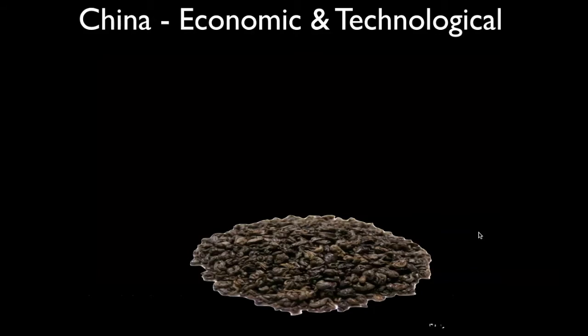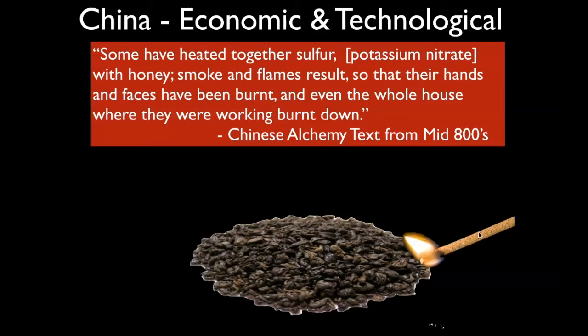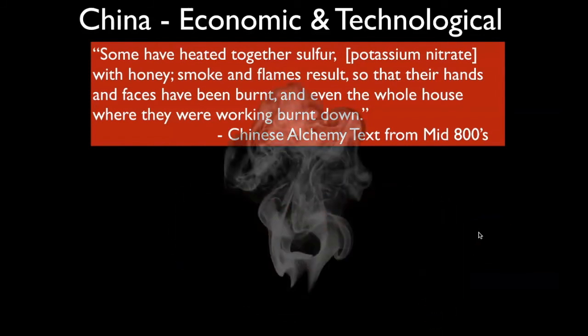Another major innovation, this one developed by the Chinese themselves, is gunpowder. Here's a quote: "Some have heated together sulfur, potassium nitrate with honey, smoke, and flames result, so that their hands and faces have been burnt, and even the whole house where they were working burnt down." This was from a Chinese alchemy text in the mid-800s.